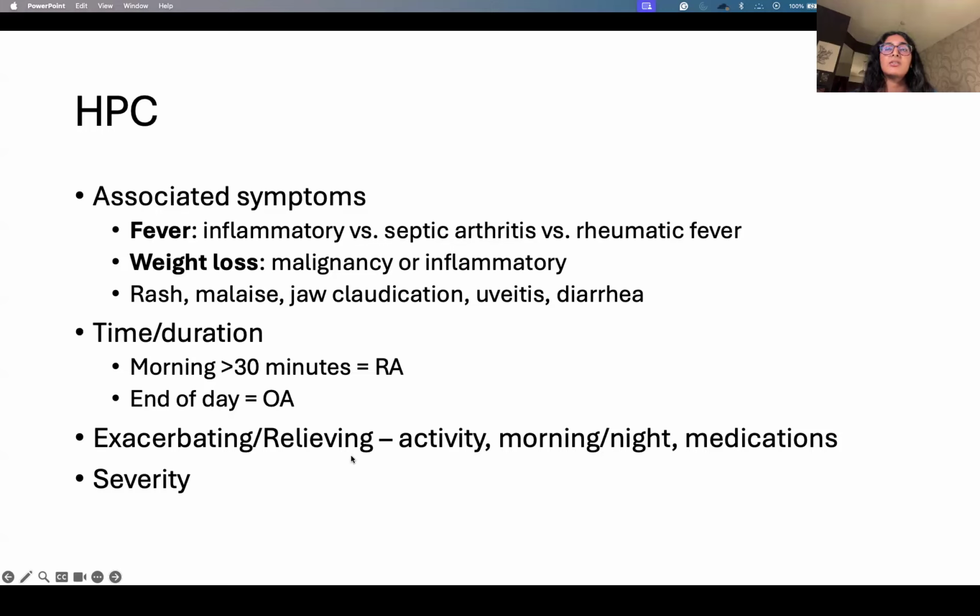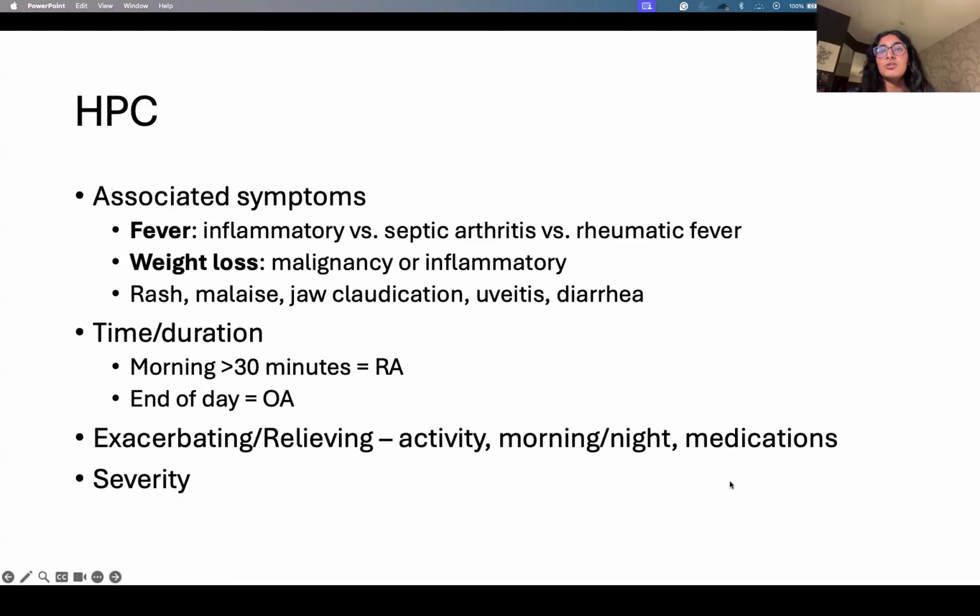Exacerbating or relieving factors. So you want to ask them what makes their pain or stiffness better or worse. Does moving it around work? So, for example, in rheumatoid, moving it around does help because of the passage of synovial fluid through the joints, helps distribute whatever inflammatory markers there are causing the joint problems. Versus an osteo, that's not really going to have an impact.